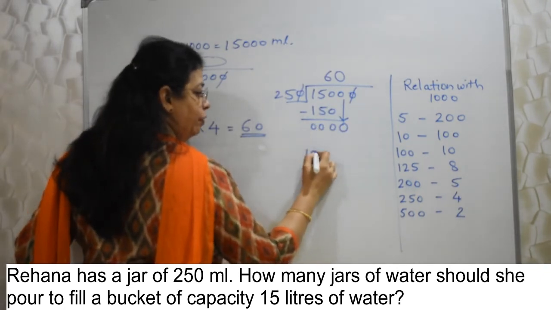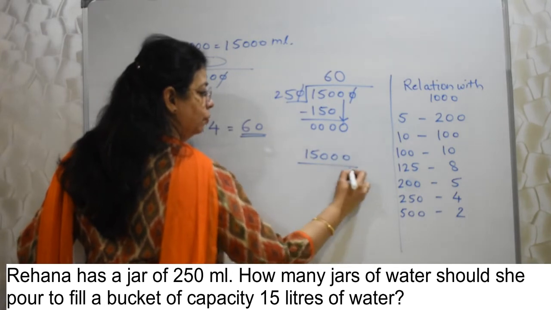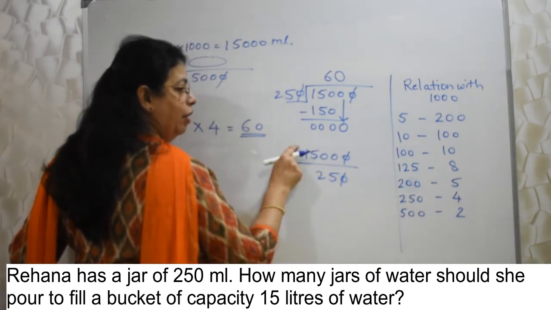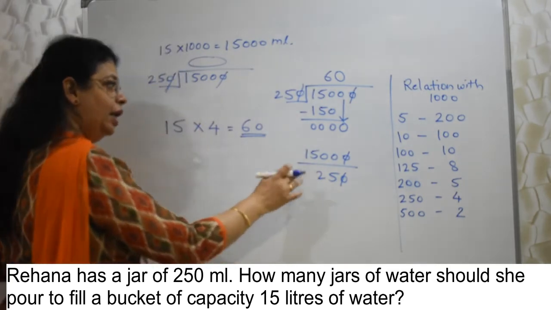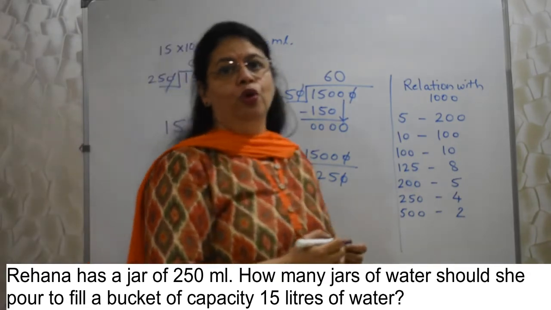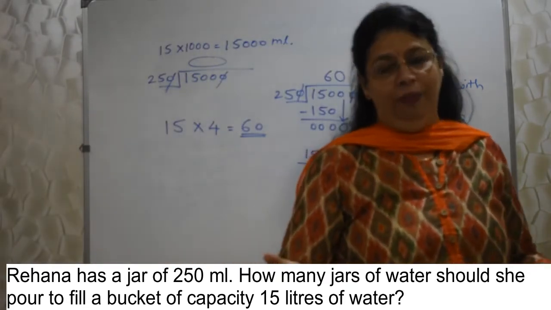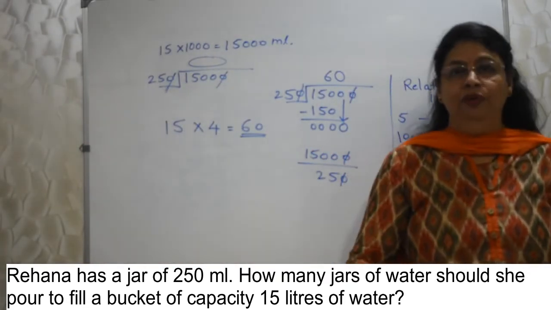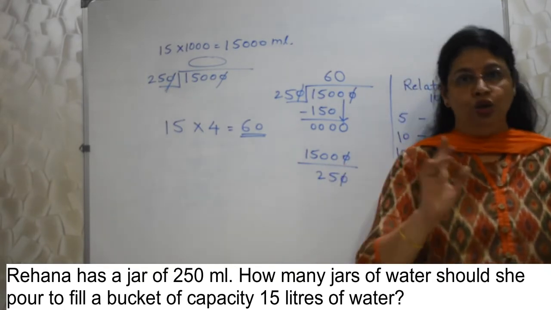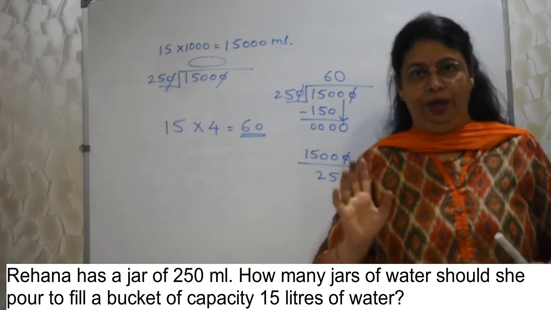You can do division like this also. 1 0 gone, then division by 5. You will get answer 60. But again, the most important factor is time. Save as much time as you can, but not at the cost of the answer. Answer has to be correct.